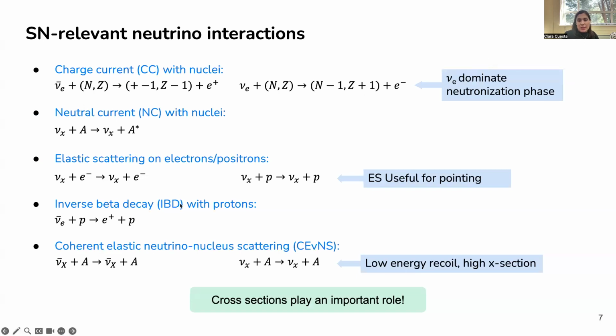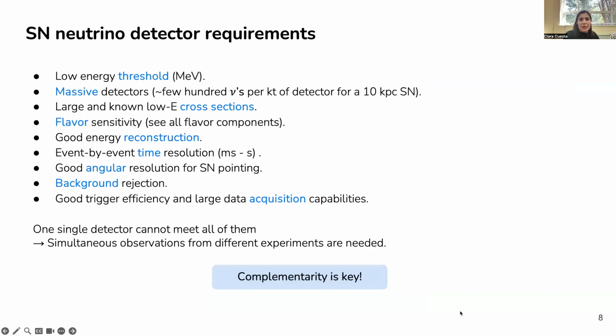The antineutrinos undergo inverse beta decay with protons, and there is coherent elastic neutrino-nucleus scattering, known as CEvNS, which gives a low energy recoil. So the experiment needs to be as sensitive as possible to the different interactions, but it's also important that the nuclei used maximize the cross-section because they play an important role.